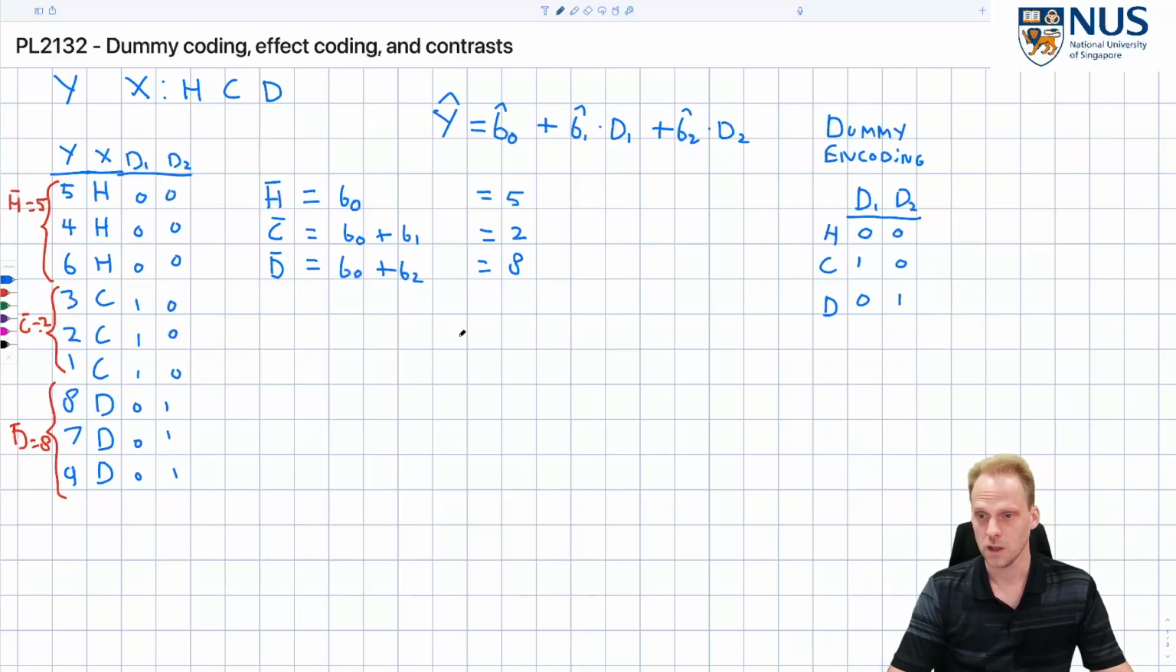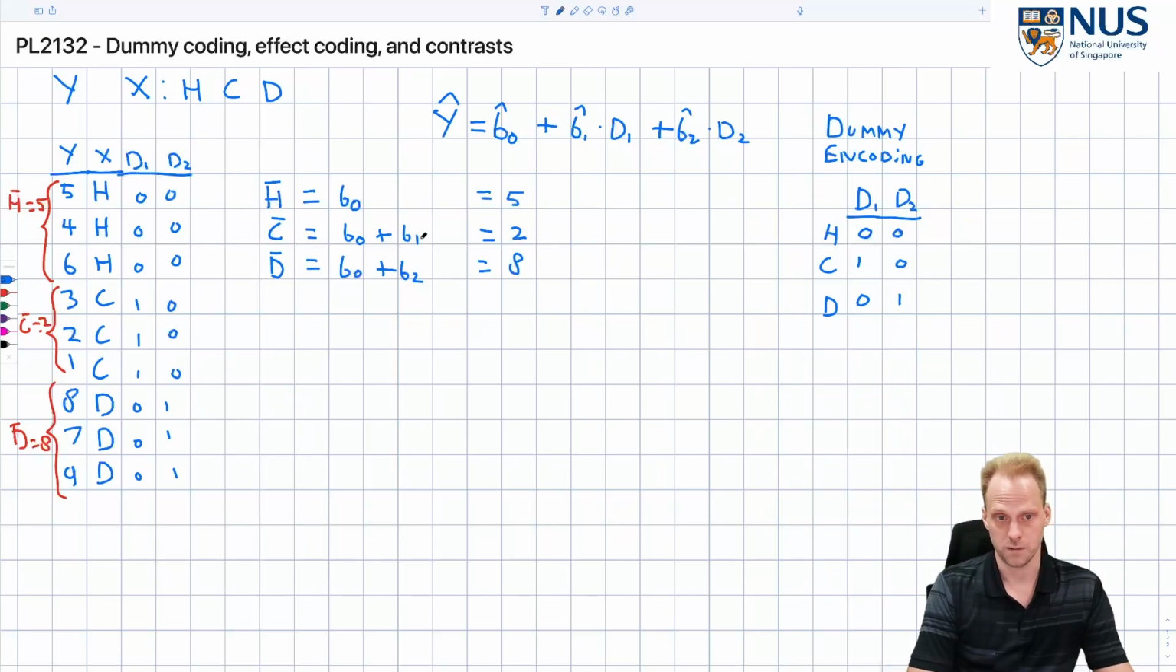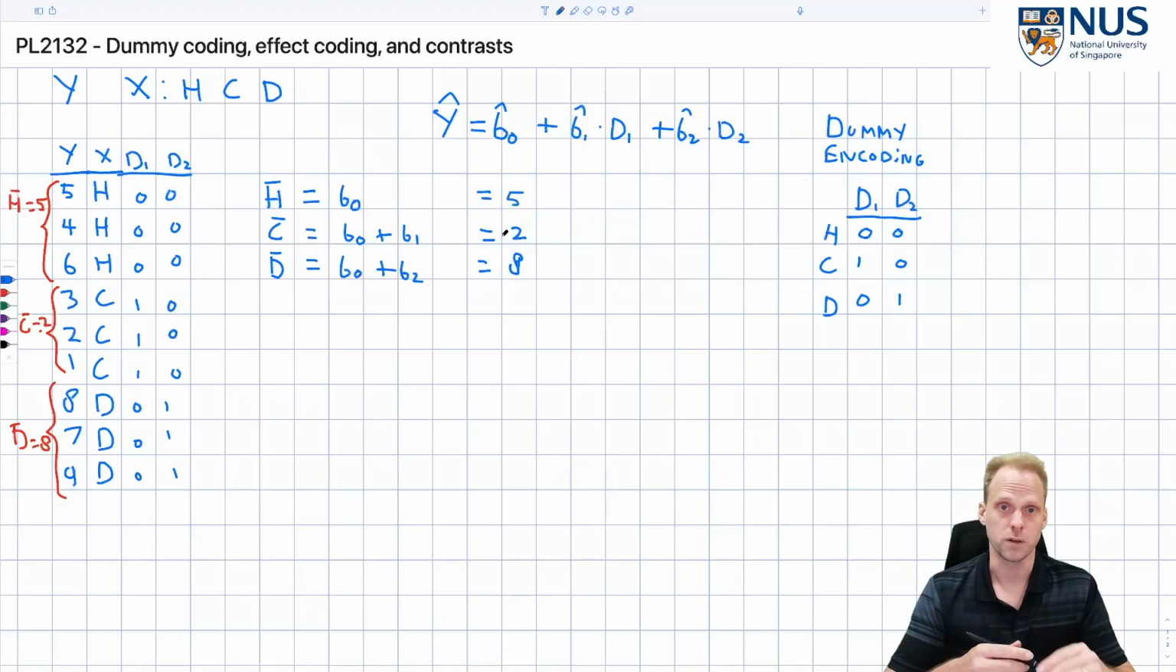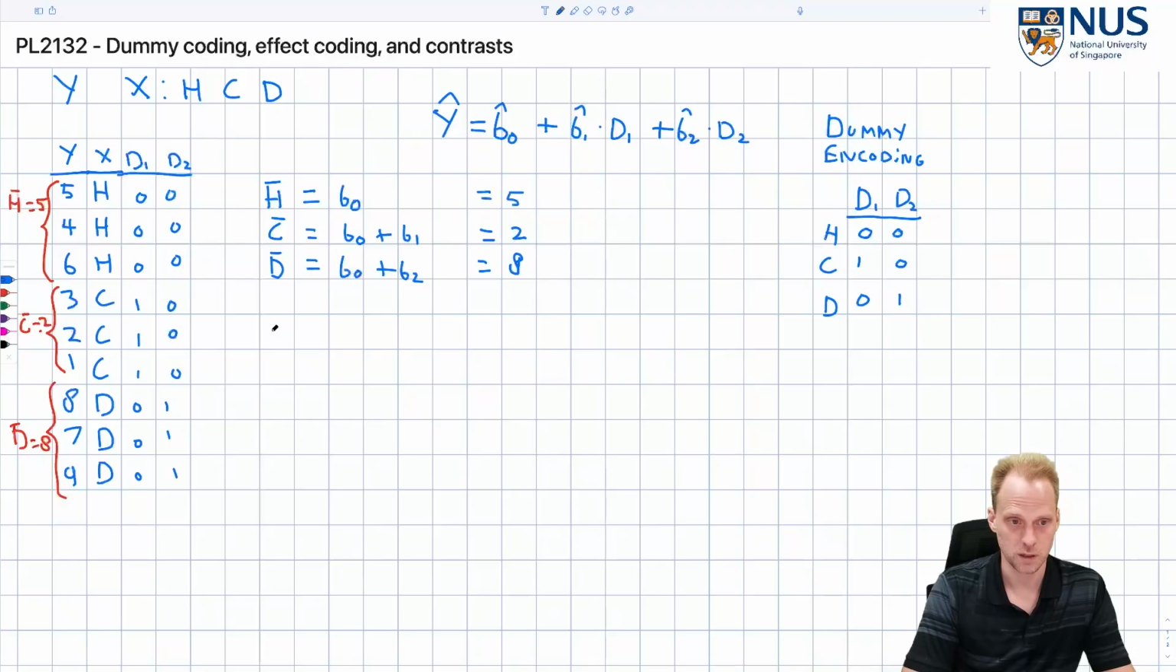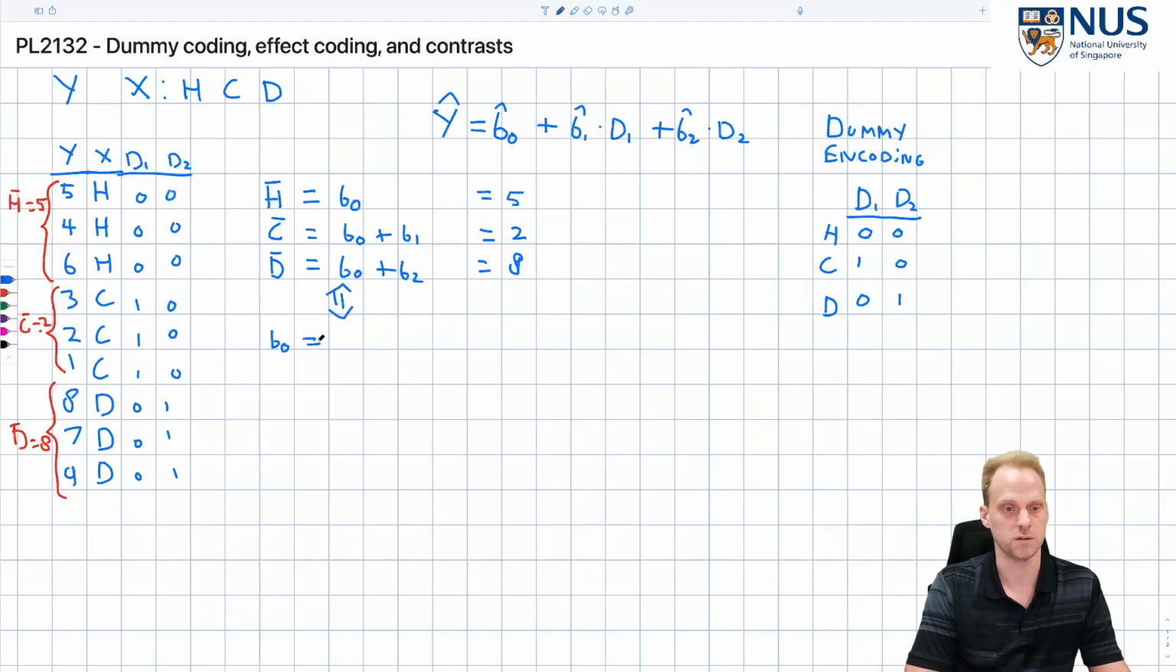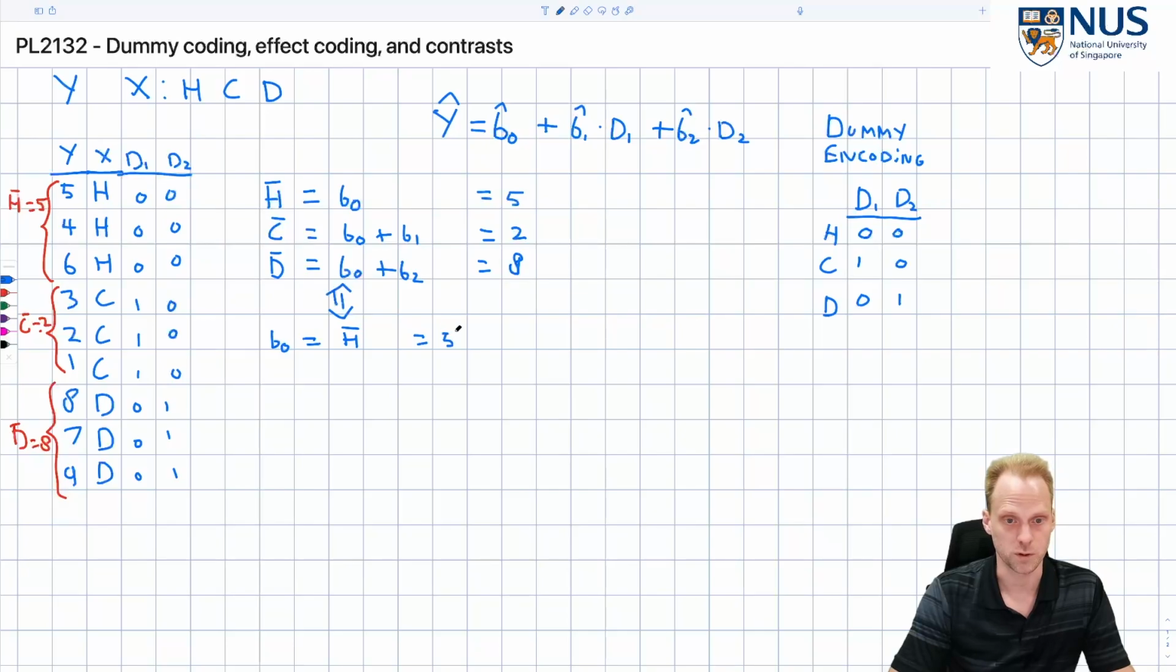Now, an interesting thing here is that we have 3 unknowns, right? These B's, and 3 knowns, which means that we can actually solve this equation and flip this thing around. We could define what these B's look like. So let's do that. We have B0, right? So let's say we can translate this to each other. Let's make it nicer. B0 equals the mean, right, of hamsters, which in this case equals 5.